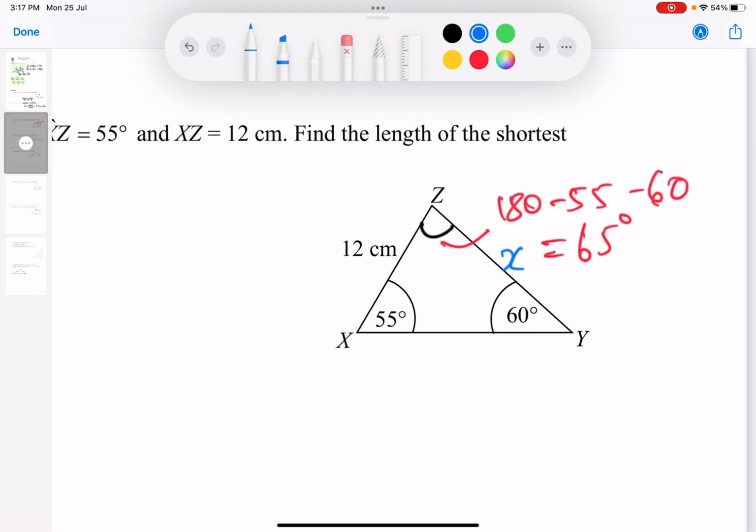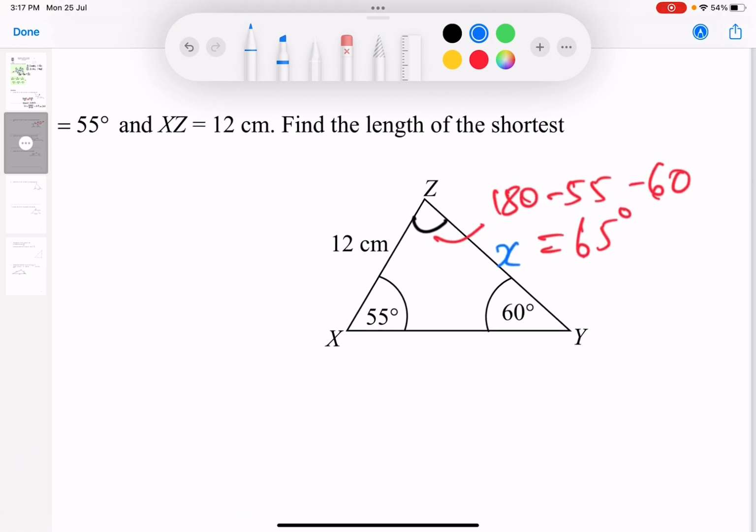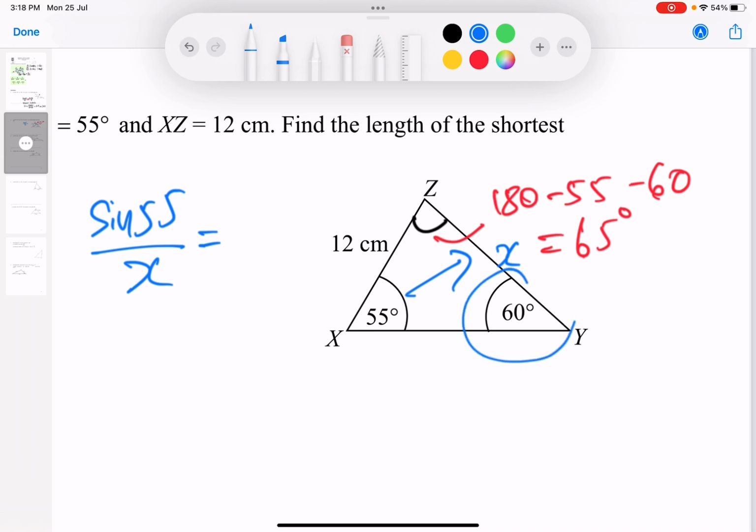So we can use the same strategy that we came up with earlier. I'll take the sine 55, which is over here, and I will look to the opposite, which is x. So I will divide it by x. And this is going to be equal to sine 60, divided by what's opposite sine 60, divided by 12.